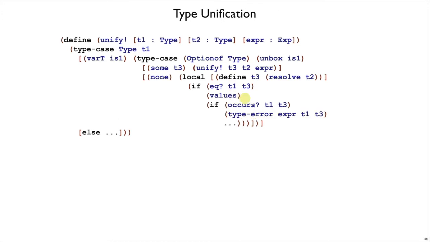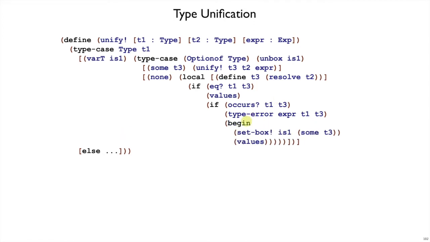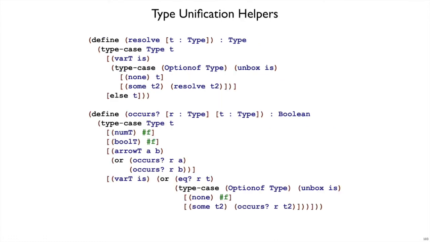Otherwise, we need to make sure that t1 does not appear in t3. That's the occurs check. So if t1 does appear in t3, then we need to fail. Finally, if all those things fall through to here, then that means we know that t1 should be set to that t3. So we put t3 in a sum and install that into a box and succeed. We've learned some information. We've added an equation into our type variable, and that will be available for use in later unifies. Our helper functions for unify are resolve and occurs.